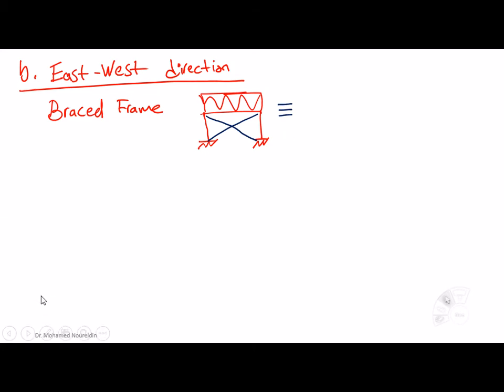The first one is going to be the cross bracing. So we have the cross bracing here, plus another system which is the moment frame, but the moment frame is not going to work for us. Why? Because the column cross section is oriented in this direction. This means that the lateral resistance of this frame is going to be negligible.